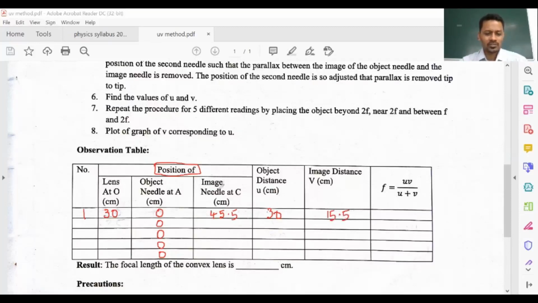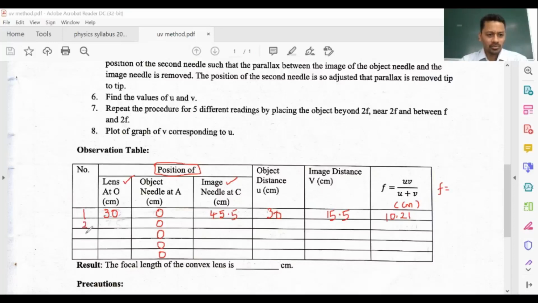Image distance is the distance between the image needle and the lens. So 45.5 minus 30 will give you this. And we have to substitute these values of u, v here and get the value of f. You have to show some calculation here and then you can write f here also, or some calculation somewhere in the journal to show how you are getting this value of f. By calculation we get this in centimeter unit, and the value we get is 10.21.